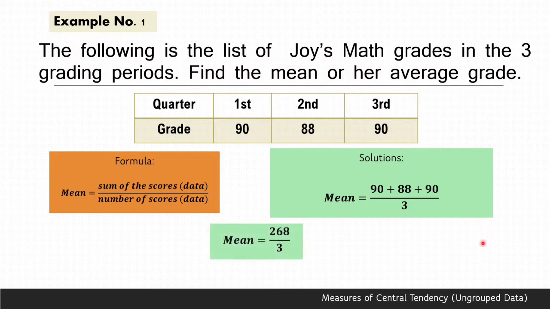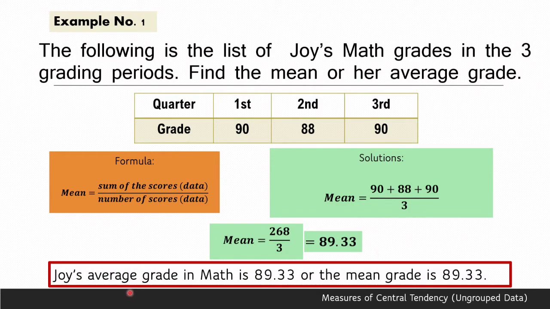Now, the total of 90, 88, and 90 is 268. And then we divide it further by 3, we will get 89.33. So, therefore, Joy's average grade in math is 89.33, or the mean grade is 89.33. Did you get it? Very good.